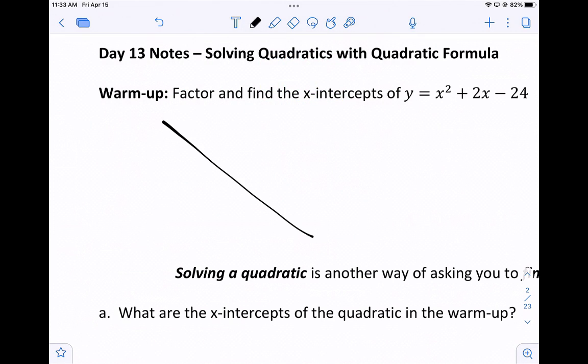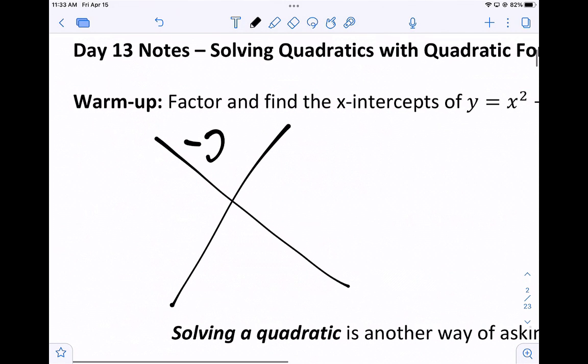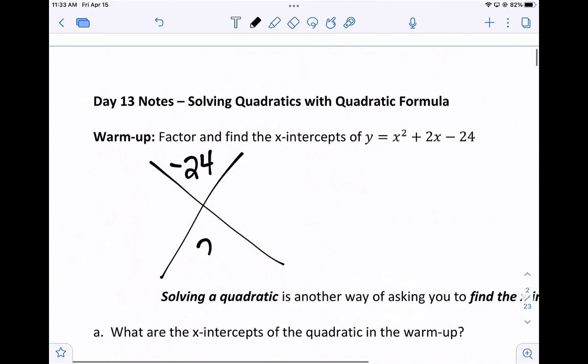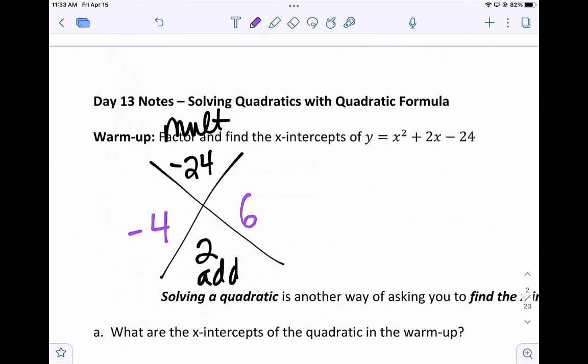In our diamond right here, we'll put the last number on top, negative 24. We'll put the 2 on the bottom, and we want to know what multiplies to negative 24 that adds to 2. That would give us 4 and 6, and the 4 would have to be negative. So when we write it in factored form, it's x minus 4, x plus 6.